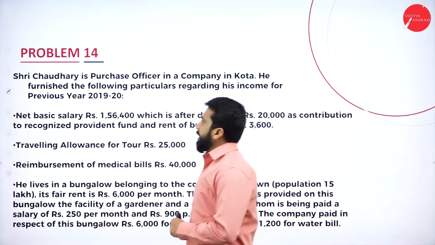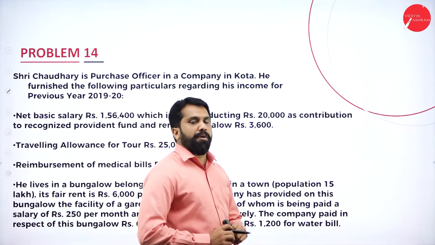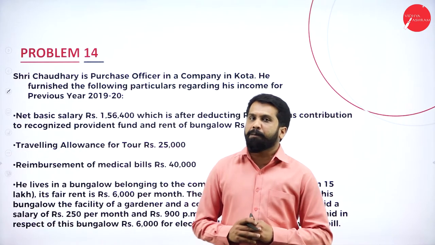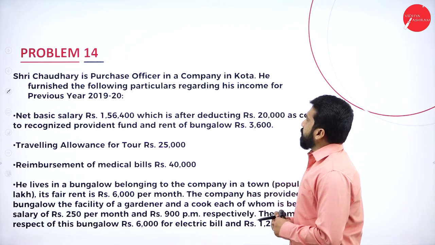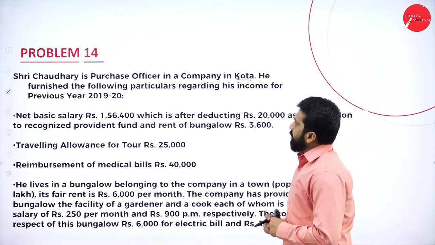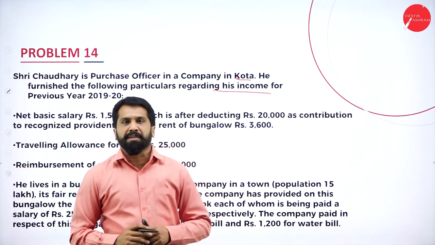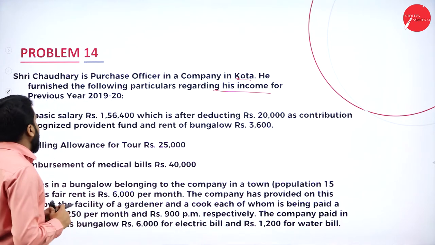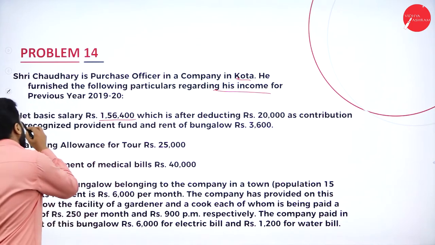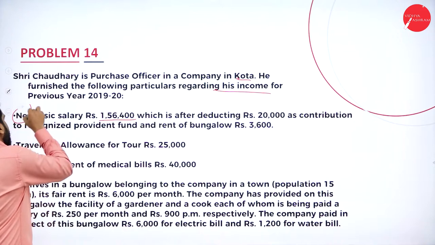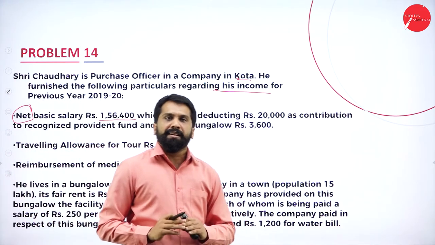So now we'll move for the next question. It will be problem number 14 as well as last problem of the session. Now, in this, Shri Chaudhary is purchase officer in company of Kota. He furnished the following particulars regarding his income for previous year 2019-20. Now, net basic salary 1,56,400. Remember, they have given net. We don't want net, we want gross salary. We'll come back to that.